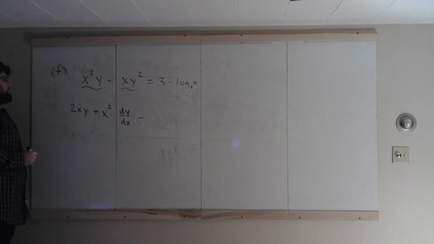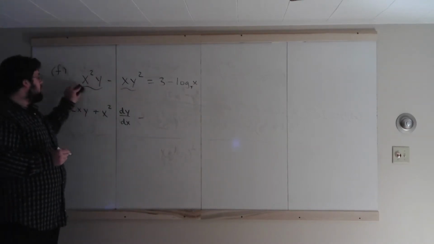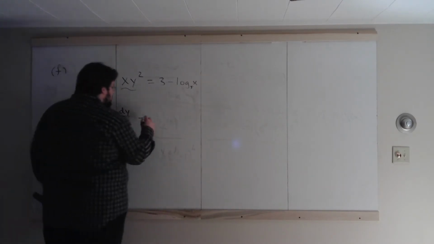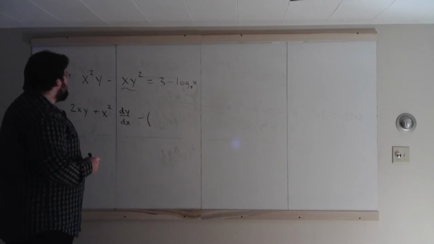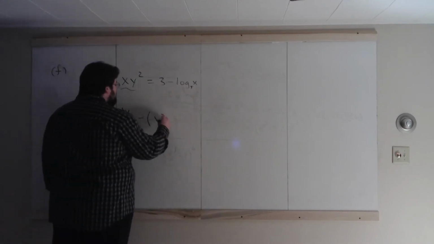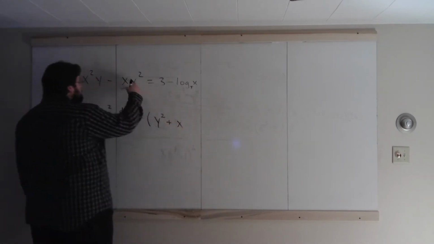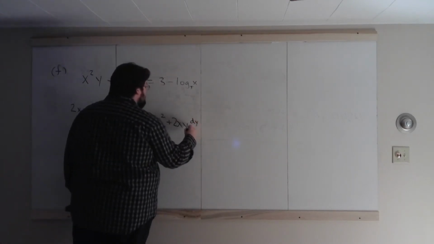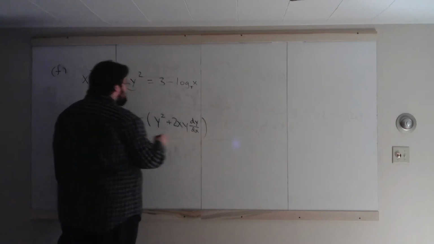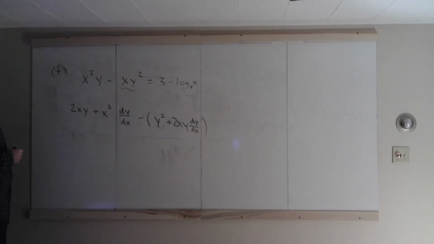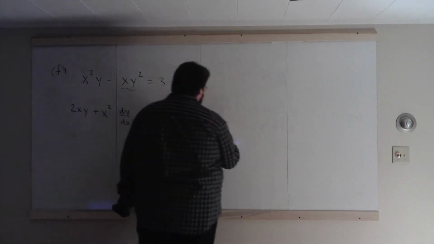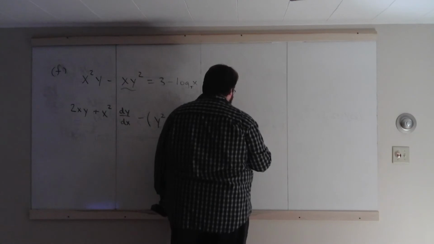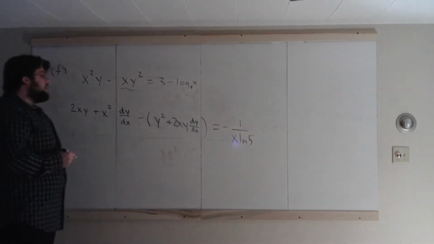Or negative xy squared, don't forget the negative, but we also have a product rule. A product, so we'll use product rule. Derivative of x is 1 times y squared plus x derivative of y squared is 2y. And then since it's a y, we use the chain rule. Multiply by dy dx. And don't forget the negative. Equals, derivative of 3 is 0. Derivative of log of x with base 5 is 1 over x log of 5. Again, don't forget the negative.